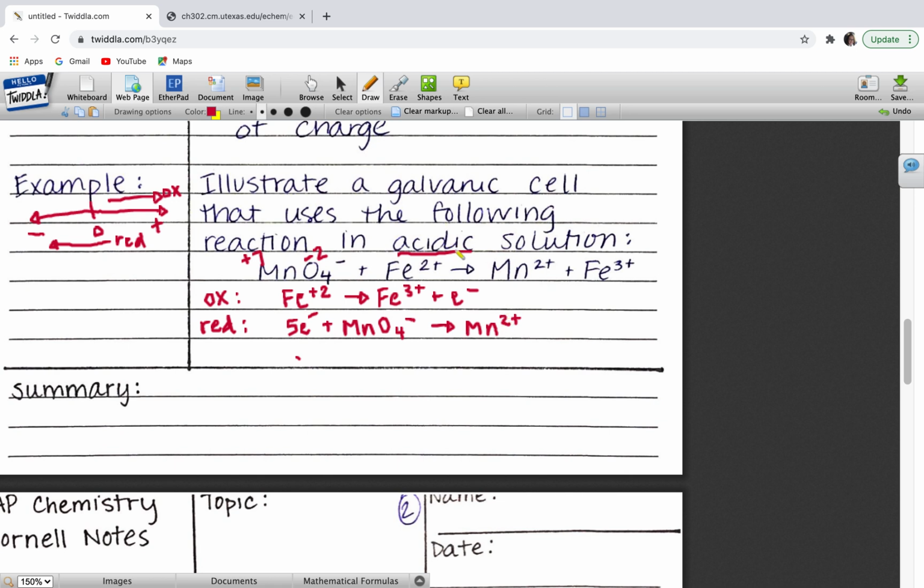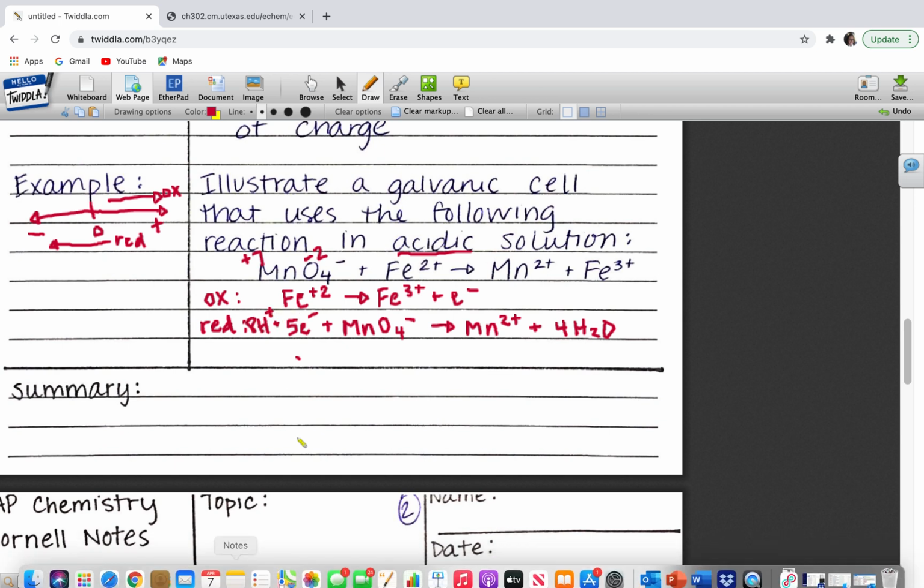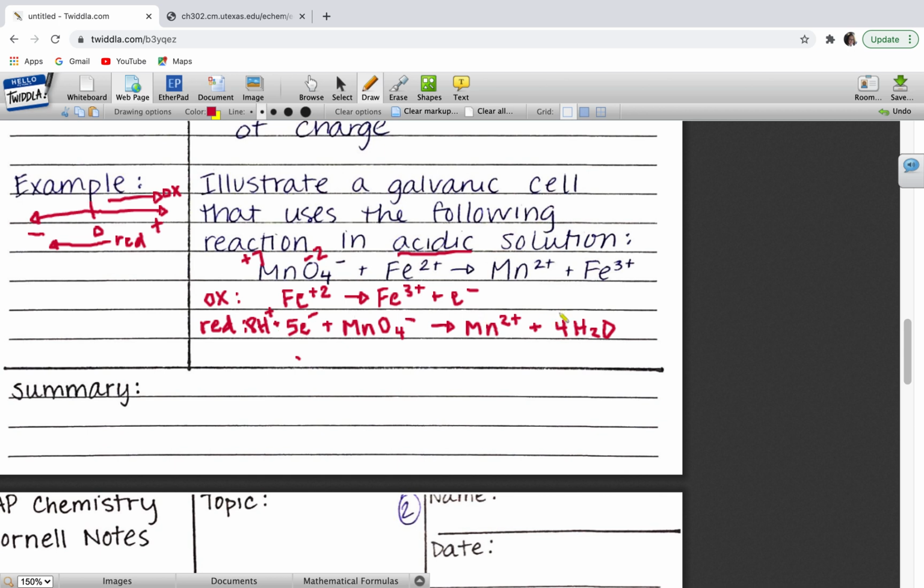Remember, it's an acidic solution. We've talked about this. In acidic solution, you have water and H+. So to balance out oxygen, let me add some waters to this side. I'm going to add 4 of them because I need 4 oxygens. And then since that gives me some random hydrogens that I have to balance out, there's my 8 hydrogens over there. So now this is all balanced. This is the reaction that's going to be happening at my cathode, and this is the reaction that's going to be happening at my anode.